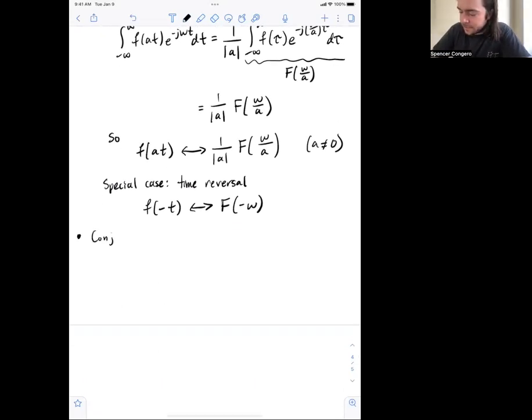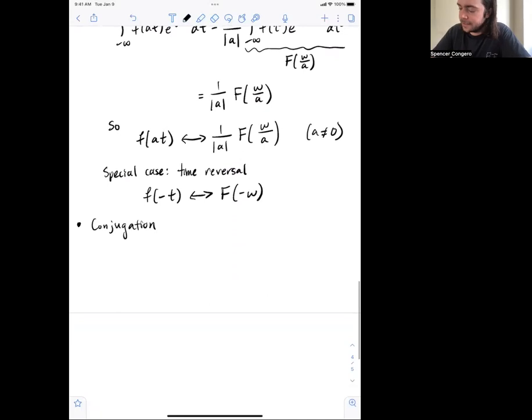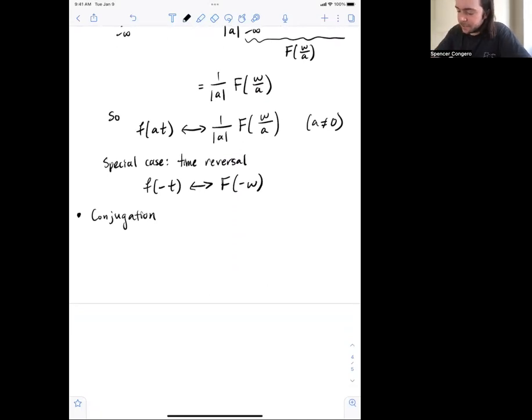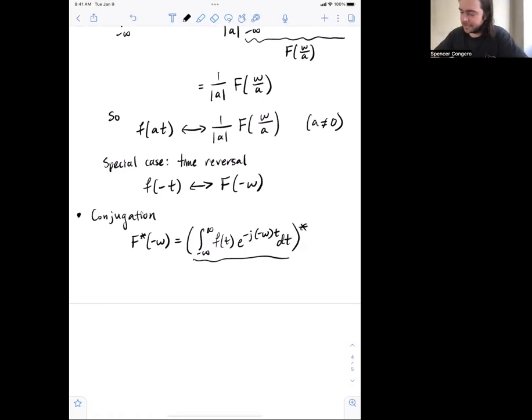So what happens with conjugation? To do this one, I'm going to look at F conjugate of negative omega, and we'll just see what we get. We're going to get the Fourier transform of f of t, but evaluated at negative omega, and then conjugate the whole thing. I just took the Fourier transform formula, plugged in negative omega, and I'm conjugating the whole thing. Let's see what we get.